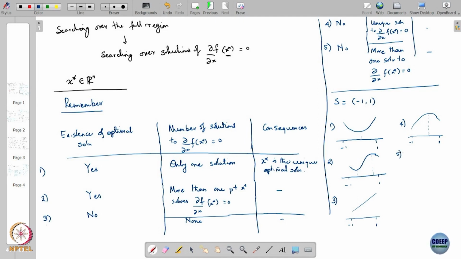And then case 5 would look something like this. Again talking of -1 to 1. Again, there are now multiple points where the derivative is vanishing, but there is no solution. Let me draw this even further down. Yes, the solution does not exist.